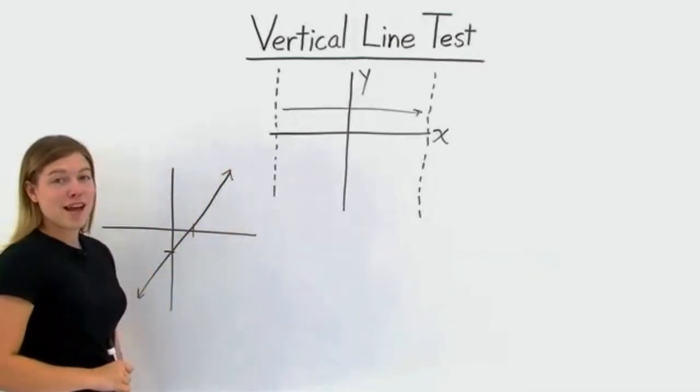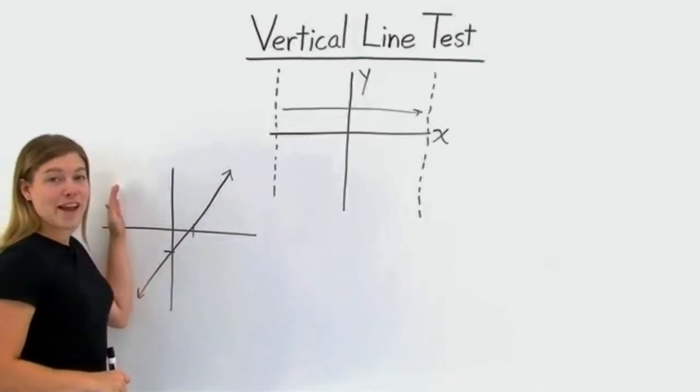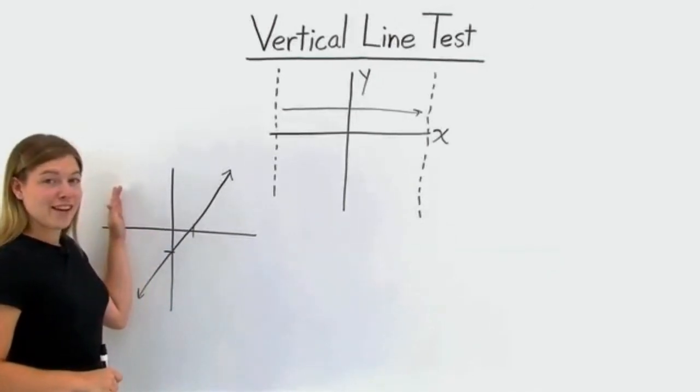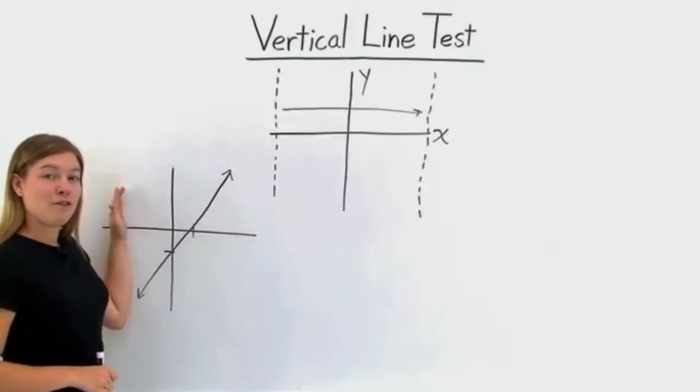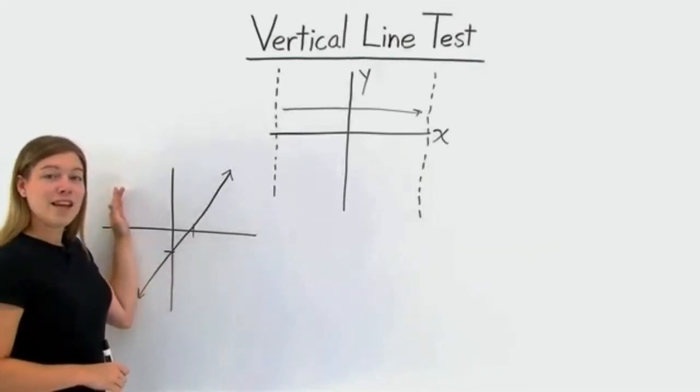To perform the vertical line test, we want to start at the very left-hand side of the coordinate plane and draw an imaginary vertical line. Then we want to slowly move that vertical line all the way to the right-hand side, and see how many times it passes through our equation.